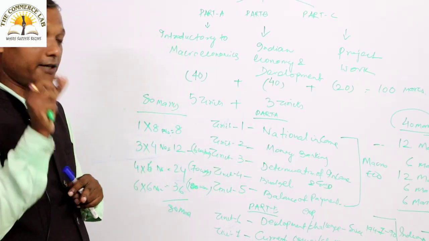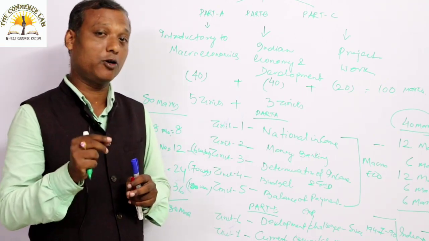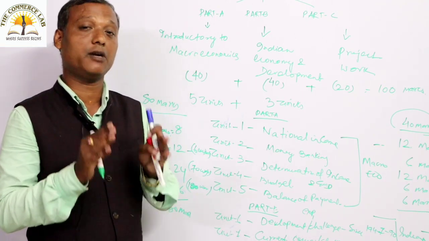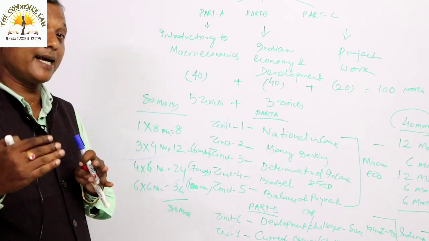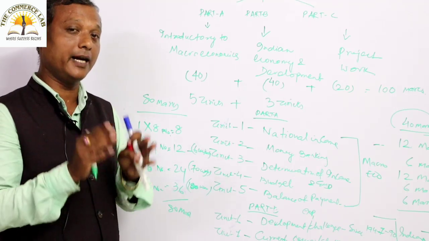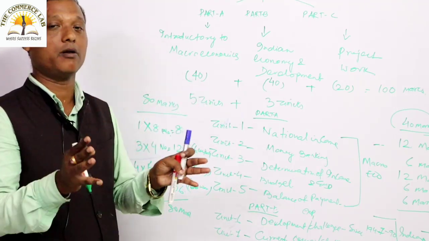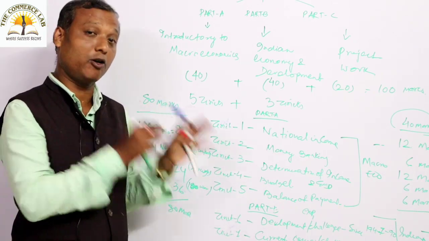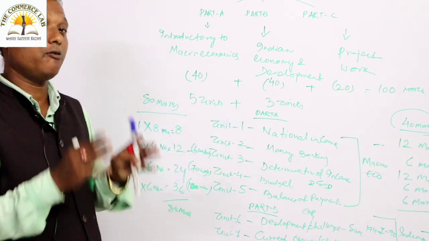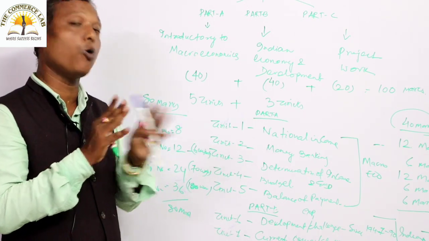Before that, we have a short introduction about macroeconomics. You know that macroeconomics is a study of economics as a whole. In 11th class, you have already studied microeconomics. Microeconomics is a study about individual economic units, but macroeconomics is a study about the economy as a whole. It means while you are studying macroeconomics, you have to study the entire concept as a whole.